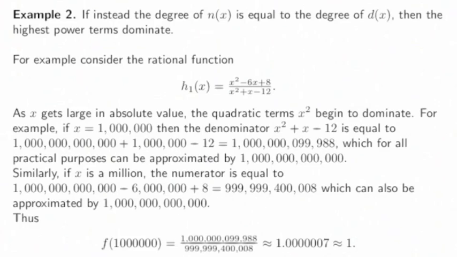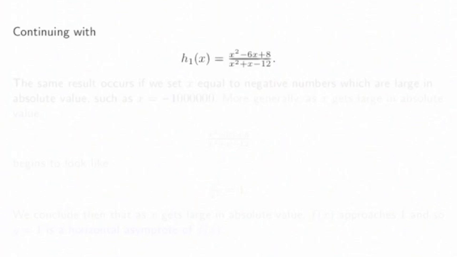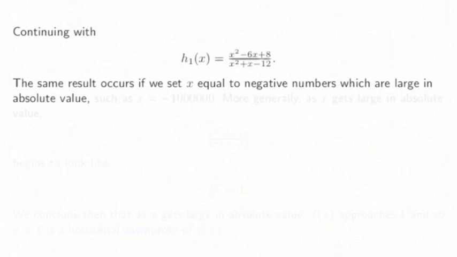So if I plug in 1,000,000 to this rational function, I get 1,000,000 squared minus 6,000,000 plus 8 on top, which is about 1,000,000 squared. I get 1,000,000 squared plus 1,000,000 minus 12 on the bottom, which is about 1,000,000 squared, and so this turns out to be just about 1. The same result occurs if I set x equal to large negative numbers, like x is minus 1,000,000.